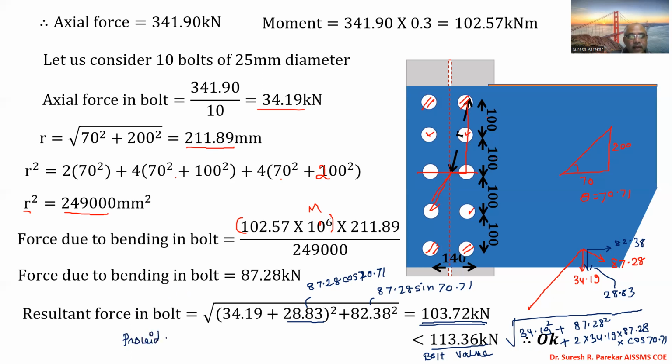Provide 10 bolts of 25 mm diameter. This will be the connection we required for the gantry girder.